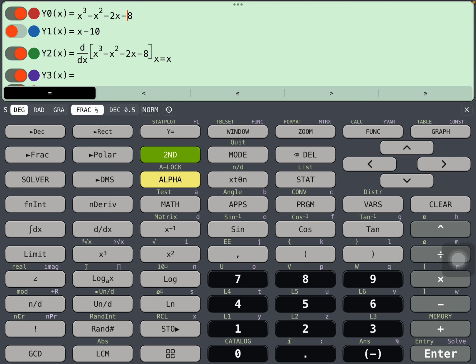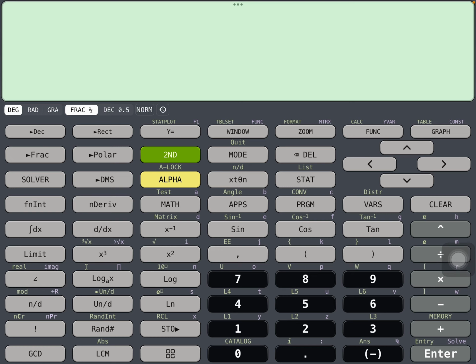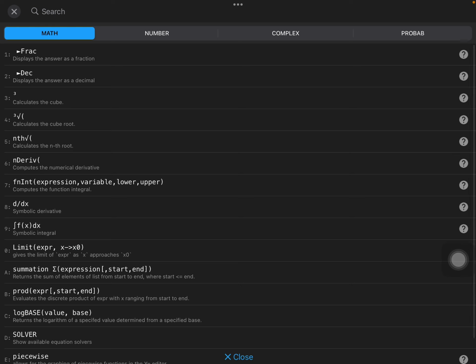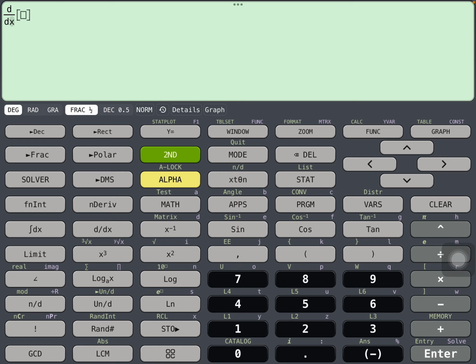Now on the TI you can also find that numerically or symbolically. Like number 8 here in the math menu, d dx, we're just going to find the derivative of x cubed minus x squared minus 2x, that same polynomial. And all you'd have to do is apply the power rule here. It's not a very complicated derivative to find, but maybe you just want to check your answer.